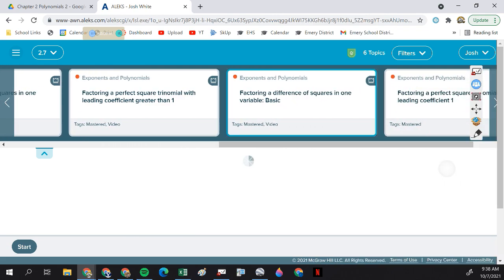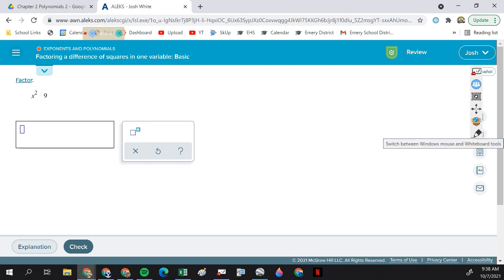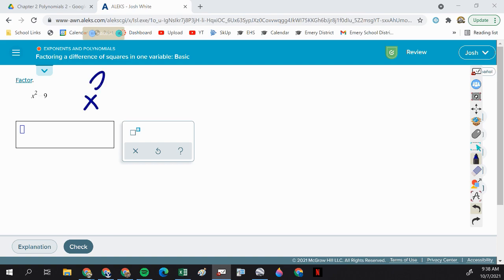The other type of problem looks like this. So this is missing the middle term. So I'm going to write it just for representation purposes. Can you think of two numbers that multiply to be negative 9 and add to be 0? 3 and negative 3. So this would be x minus 3 and x plus 3.